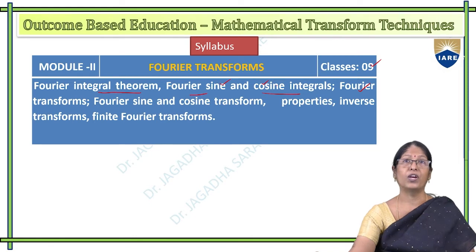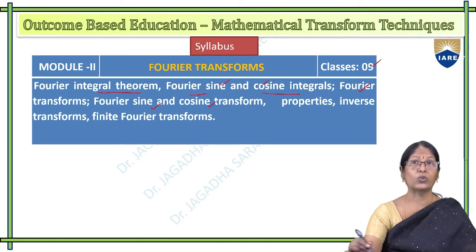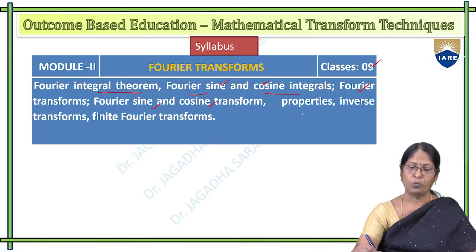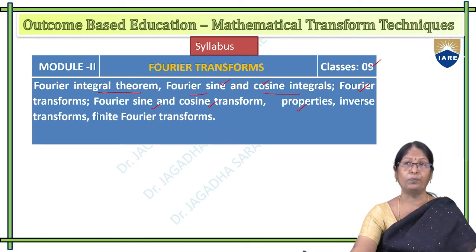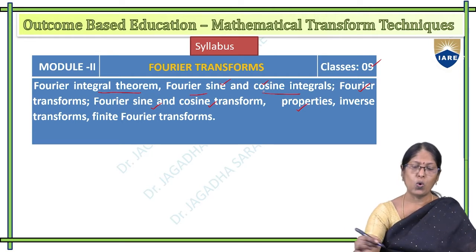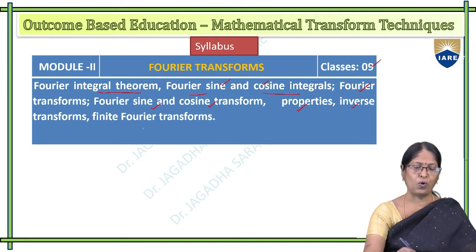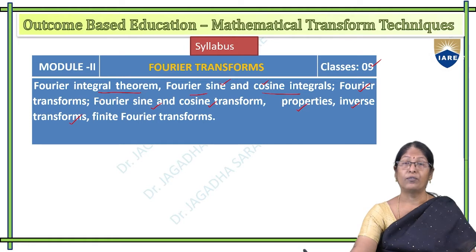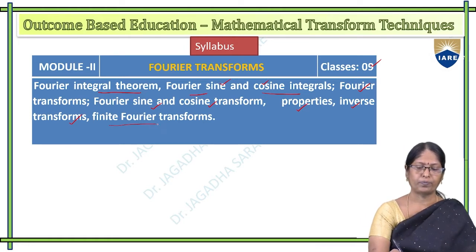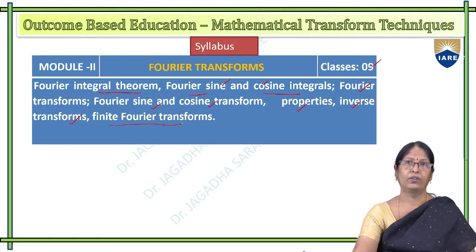From these we are obtaining Fourier transform and Fourier sine and cosine transform, properties of Fourier transform. This is all Fourier. Each Fourier has its inverse Fourier transform, finite Fourier transform. If the limit range 0 to infinity, all comes under infinite Fourier transform.